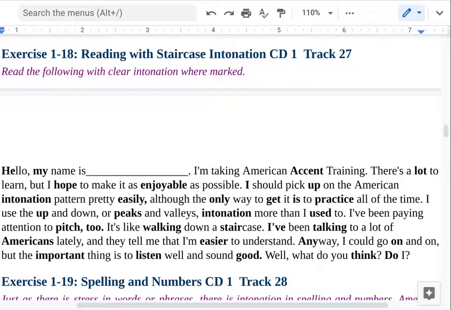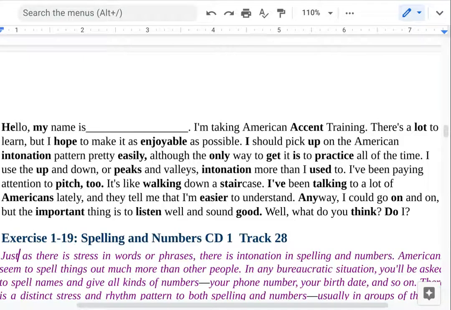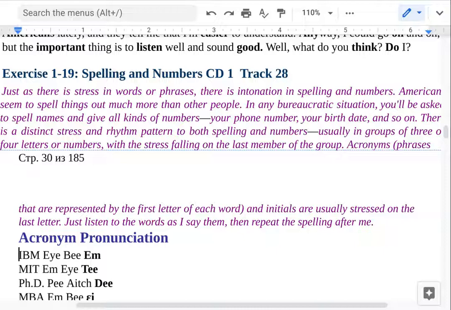There's a distinct stress and rhythm pattern to both spelling and numbers, usually in groups of 3 or 4 letters or numbers, with the stress falling on the last member of the group. Acronyms, phrases that are represented by the first letter of each word, and initials are usually stressed on the last letter. Just listen to the words as I say them, then repeat the spelling after me.